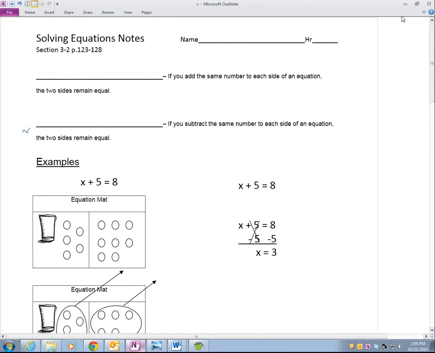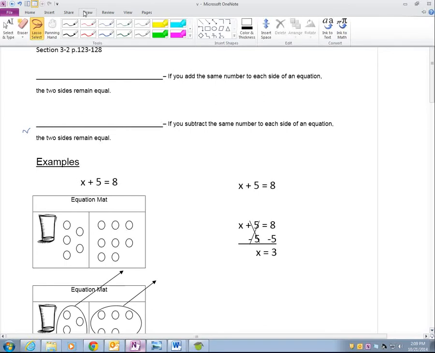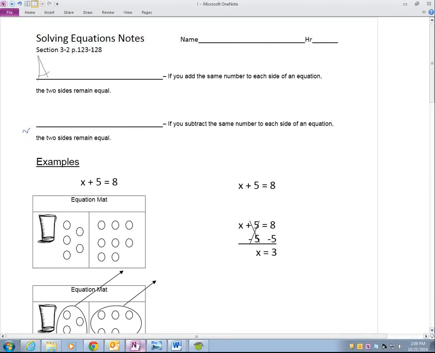So that's our precursor, our attention getter, I guess you could say. If you were to add the same number to each side of an equation, the 2 sides would remain equal. And that is through the addition property of equality. Okay? The addition property of equality.